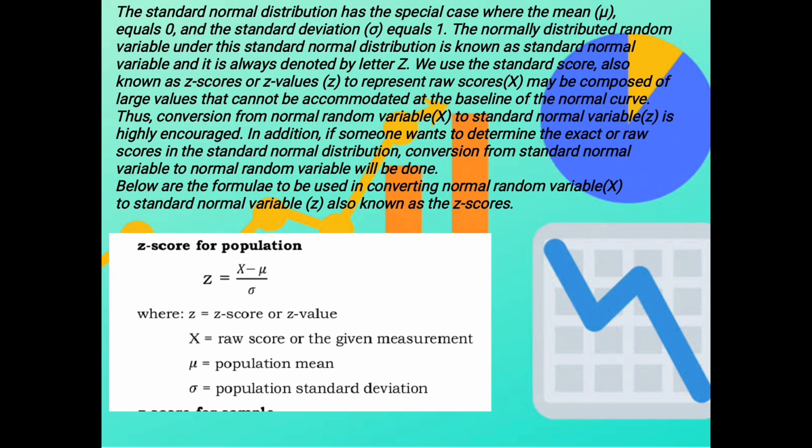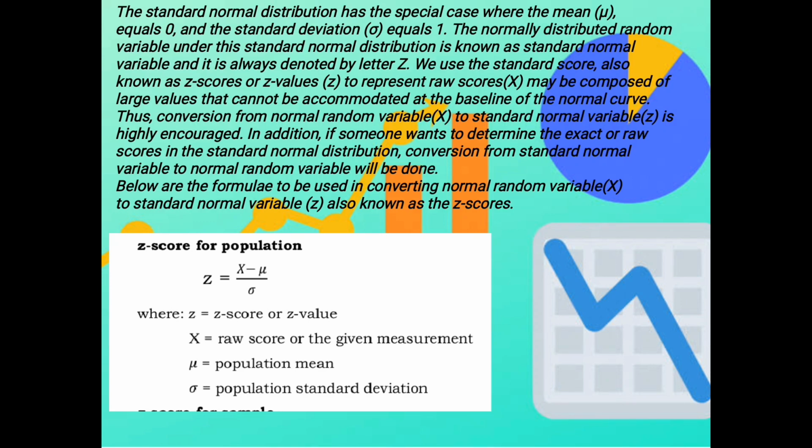We use the standard score, also known as Z-scores or Z-value, to represent raw scores that may be composed of large values that cannot be accommodated at the baseline of the normal curve. Thus, conversion from normal random variable x to standard normal variable z is highly encouraged. In addition, if someone wants to determine the exact raw scores in the standard normal distribution, conversion from standard normal variable to normal random variable will be done.